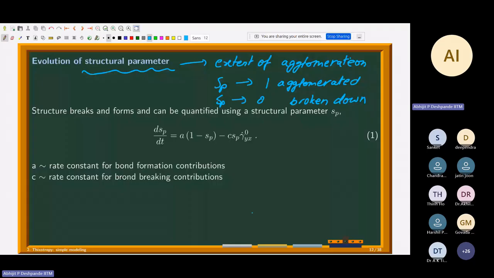So therefore, the structural parameter in a material will change. And so we can have an evolution equation to describe this structure, how it breaks and forms. And this is quite like the forward and backward reaction and writing the overall rate. So the evolution of the structural parameter will depend on how much rebuilding is happening, and how much breaking is happening.